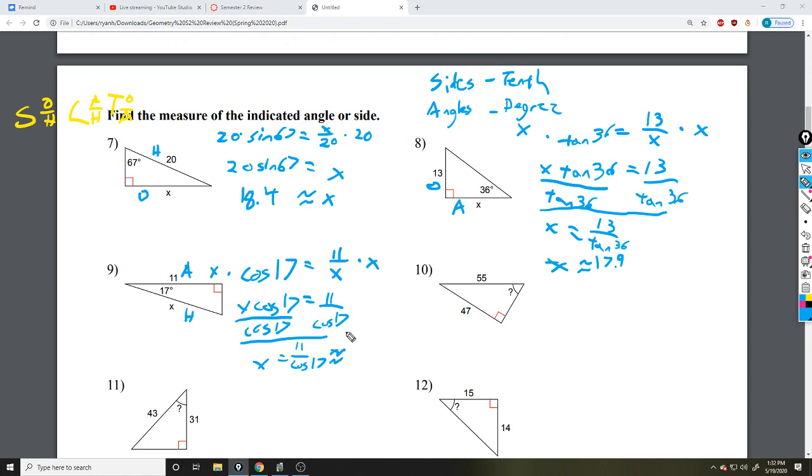which will round. I'm going to do it in my calculator over here. That should round to 11.5. Remember, make sure you're dividing. It's 11 divided by cosine of 17.